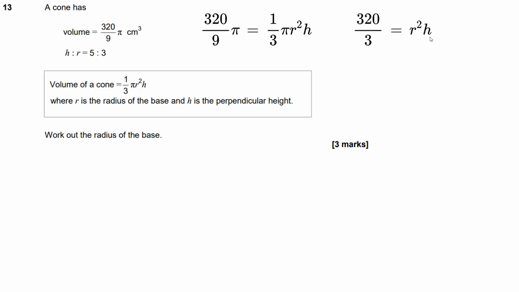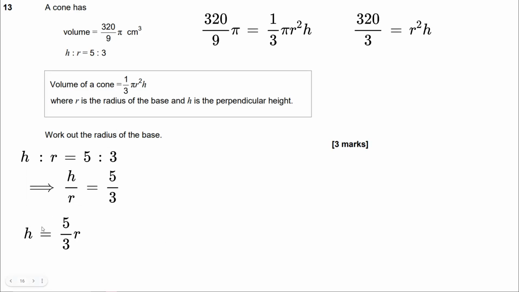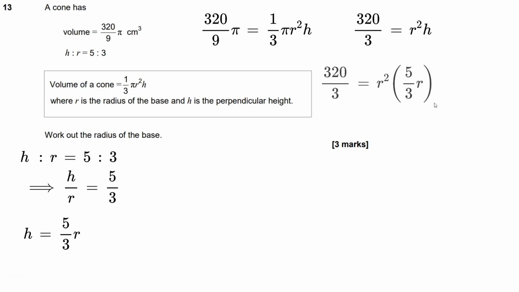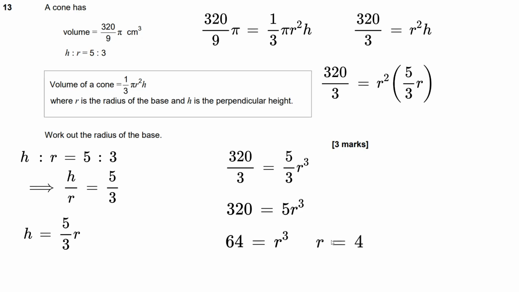Now you've got a h here, and you don't know what to do with it, so let's have a look at the other information it gives you. So it's h to r equals 5 to 3, and that's the same thing as saying h divided by r equals 5 divided by 3. So you can just imagine this colon as a divide symbol to get this. Rearrange for h, which is this, so h equals 5 over 3r. Now you can just plug this into here to get this. Expand, multiply by 3, so they both cancel. 320 equals 5r cubed. Divide by 5 on each side to get 64 equals r cubed, and then cube root that to get 4, and that's the radius.